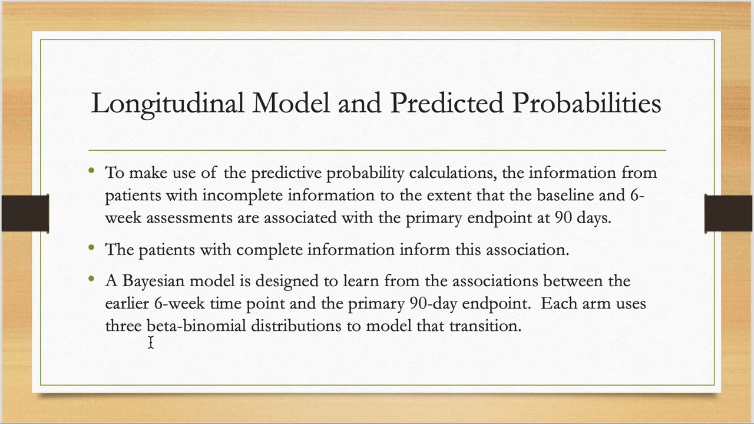And longitudinal model and predictive probabilities: to make use of the predictive probability calculations, the information from patients with incomplete information is used to the extent that the baseline and 6-week assessments are associated with the primary endpoint at 90 days. The patients with complete information inform this association. And a Bayesian model is designed to learn from the associations between the earlier 6-week time point and the primary 90-day endpoint. Each arm uses 3 beta binomial distributions to model that transition.